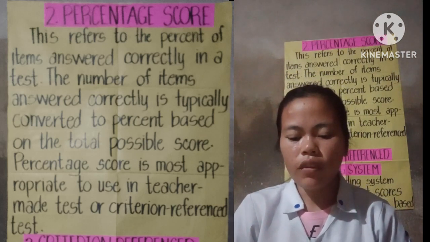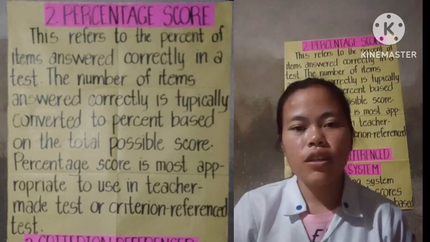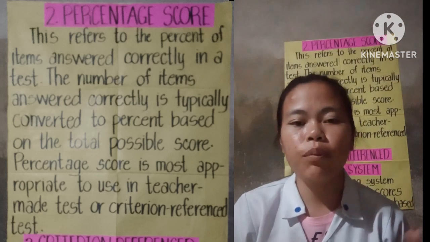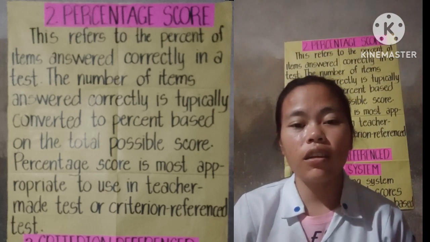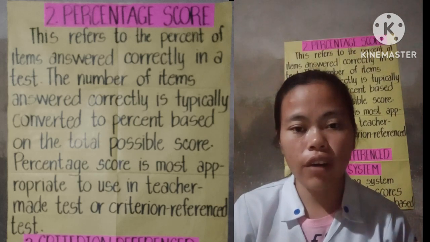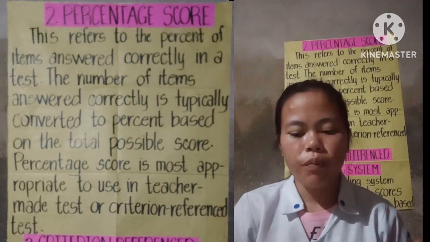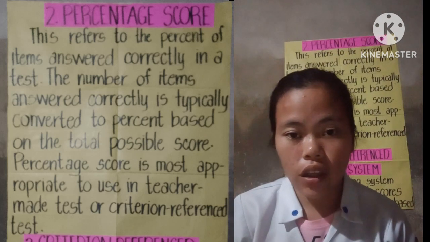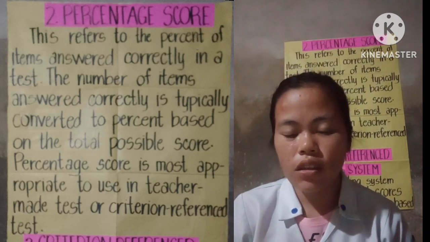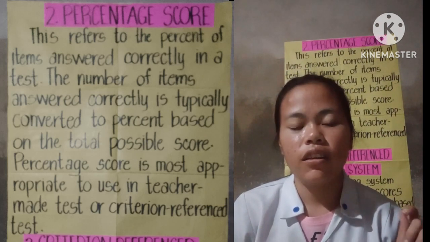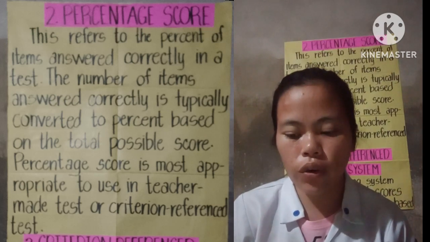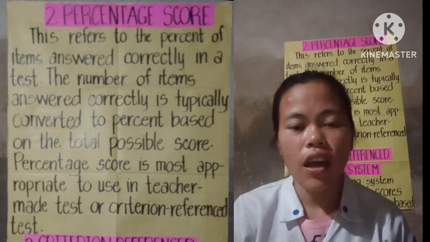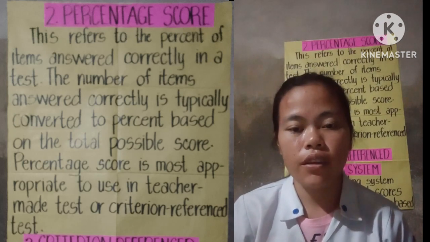So, as for the percentage score, we still base it on the raw score. Without a raw score, we cannot get the percentage score of a learner. So, in getting the percentage score, you must divide the raw score over the highest possible score times 100, and then you will get the percentage score.